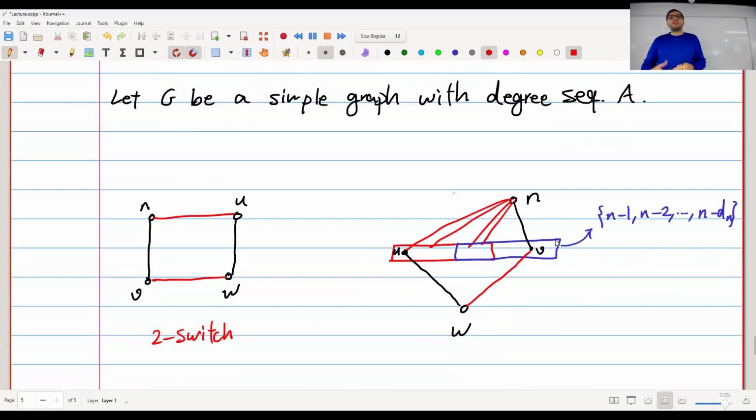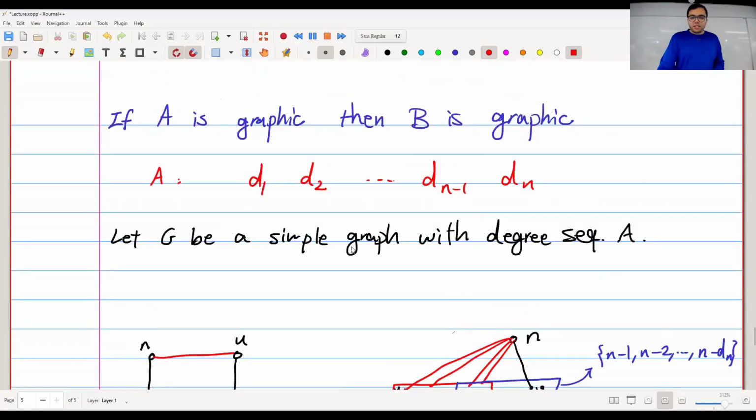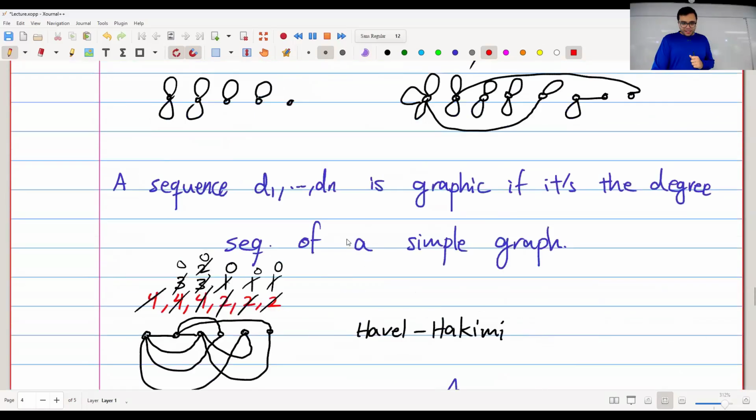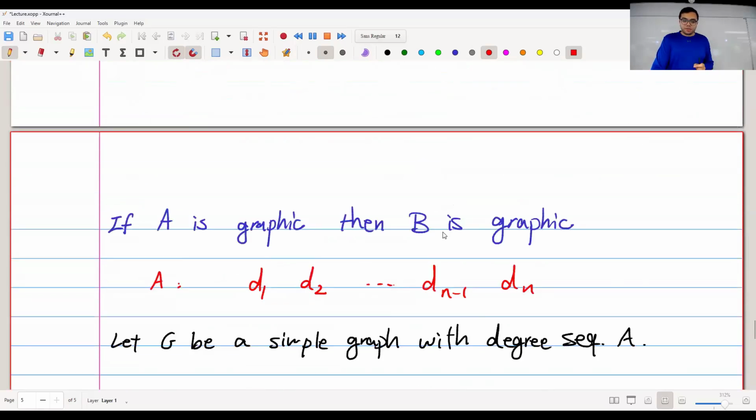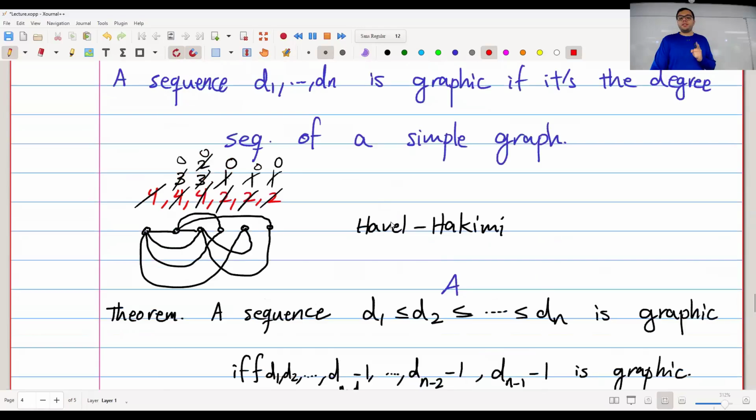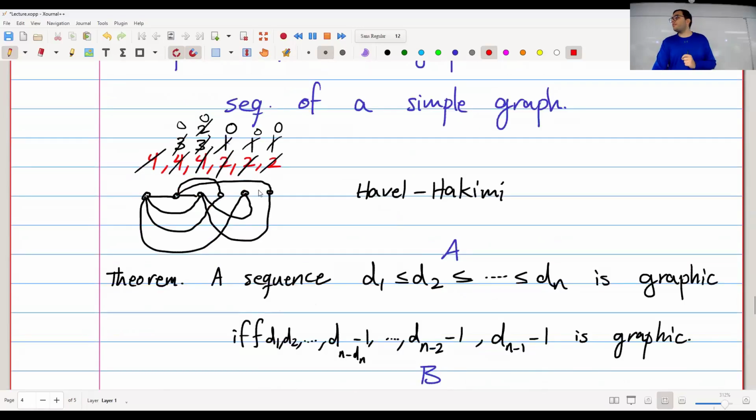Now I can keep doing the same thing. So I can now do this for the second step of my algorithm, third step of my algorithm, and so on. Basically, if anyone gives me a graph G that has this degree sequence A, I can turn it to the graph that will be created by the Havel-Hakimi algorithm. So a sequence is graphic if and only if the Havel-Hakimi algorithm succeeds in creating a graph.